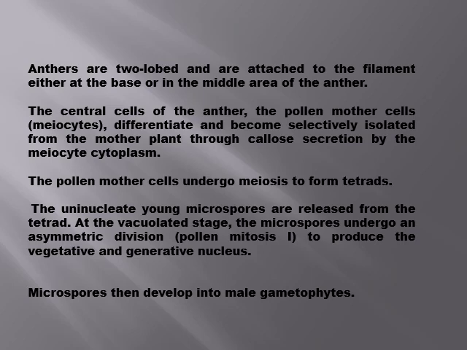The pollen mother cells undergo meiosis to form the tetrad. The uninucleate young microspores are released from the tetrad. At the vacuolated stage, the microspore undergoes an asymmetric division called pollen mitosis 1 to produce the vegetative and generative nucleus. The microspore then develops into the male gametophyte.